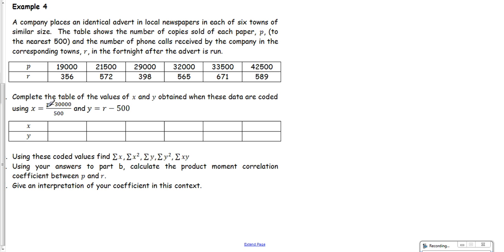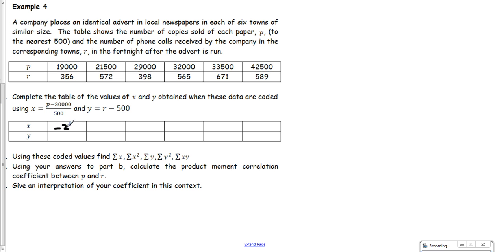So for the X values, we're going to take whatever the number of copies was, subtract 30,000 and divide by 500. So if you do that for each of these values on the top row, you'll be able to fill in the corresponding values here. To do the coding for the second row, y, our new variable, is r minus 500. So whatever the number of phone calls was, you take off 500 and put each value in here. So if you pause the video at this point and work out the data, and then we'll work out the correlation coefficient.